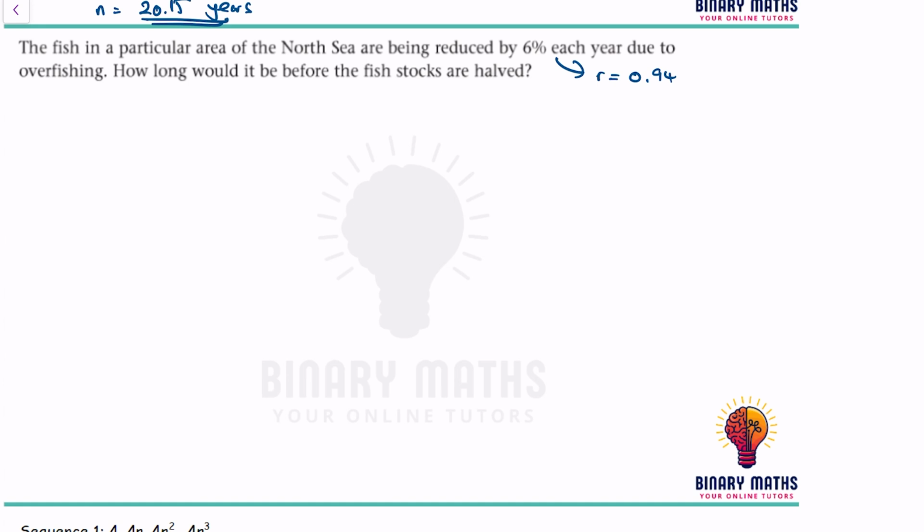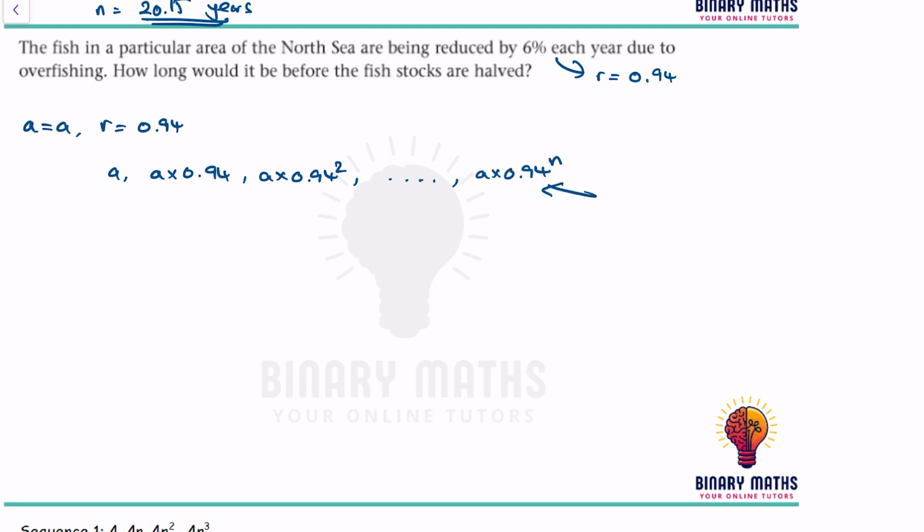So A is equal to A. We don't know what it is. My common ratio is 0.94. So that means my first term is A. My second term will be A times 0.94. So after 1 year, A times 0.94. After 2 years, it will be A times 0.94 to the power of 2. All the way up to after n years, it will be A times 0.94 to the power of n.